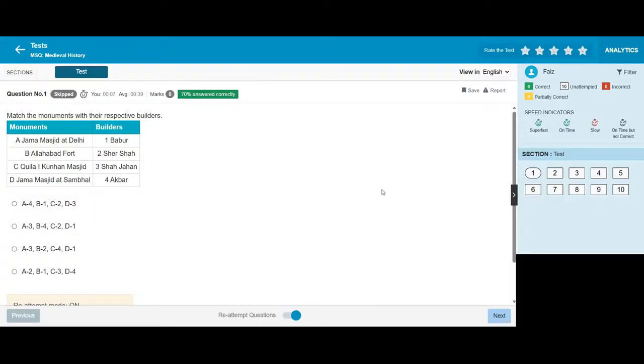Question number 1. Match the monuments with respective builders. Jama Masjid at Delhi, Babur. Allahabad Fort, Sher Shah. Qila Kuhna Masjid, Shah Jahan. Jama Masjid at Sambal, Akbar.